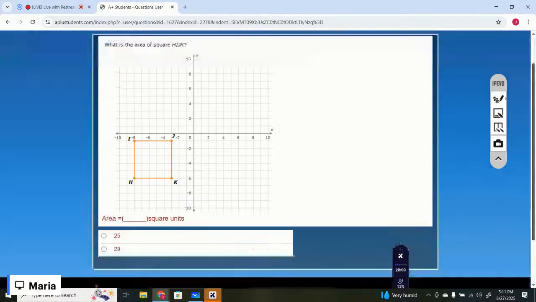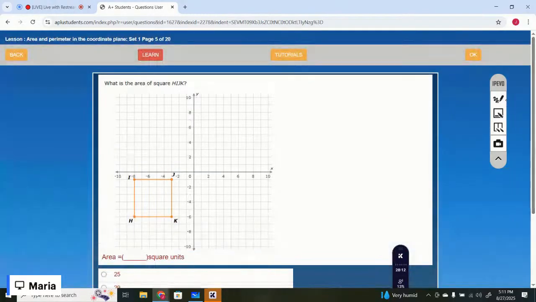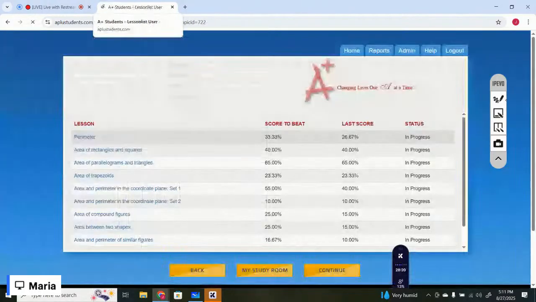What is the area of the square? That is 25. Option number 1 is the correct option. Okay, you can complete the lesson by yourself later today. Let me just move on to the next lesson.